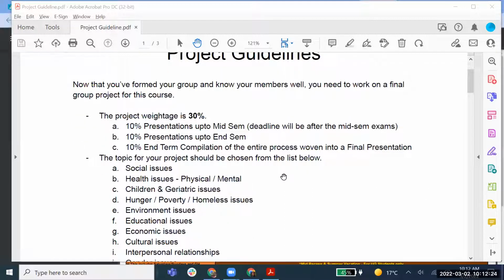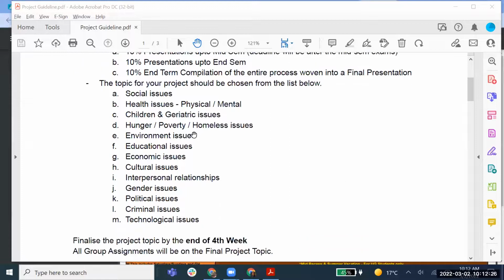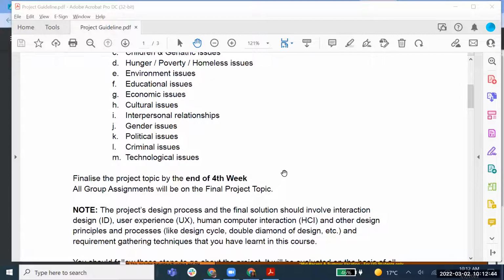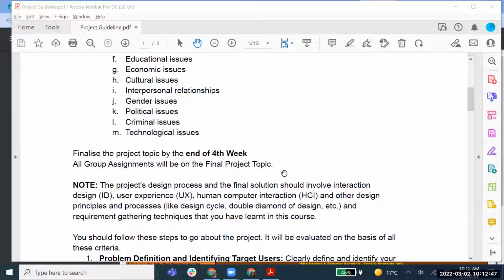So these are the topics we have suggested you to work on, but you are free to work on anything else as well. We don't mind, as long as there is human computer interaction. We are fine with this. So finalize the project topic by end of the 4th week. I think we are a bit delayed, but it should be okay because you guys were busy with many other stuff.